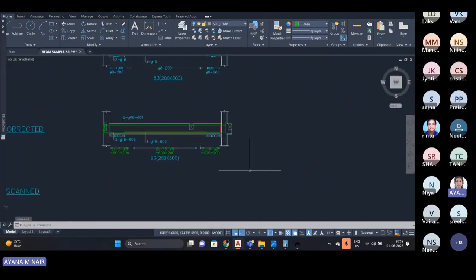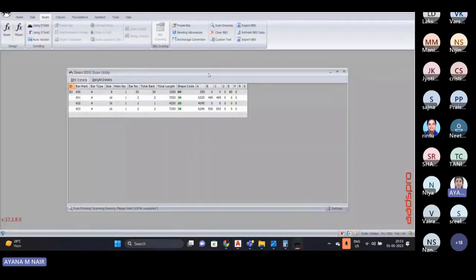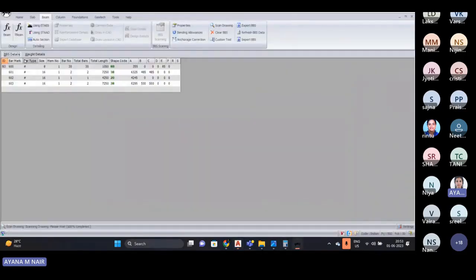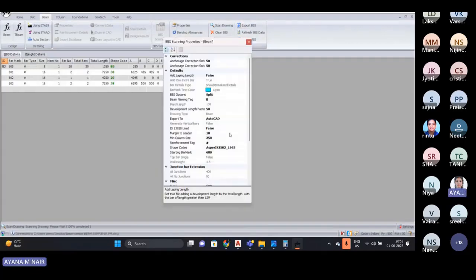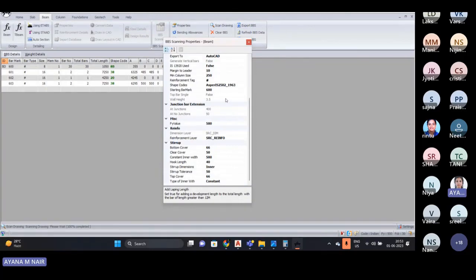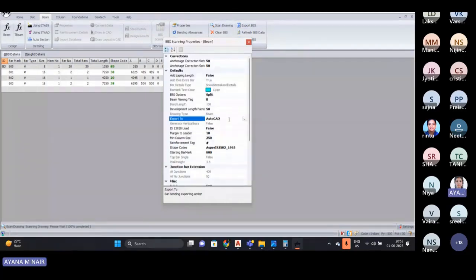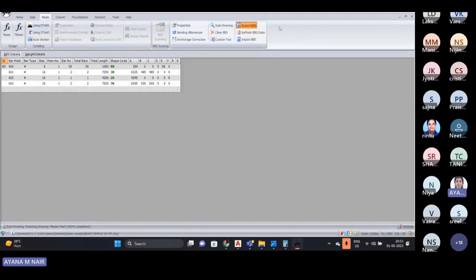Now, again, go back to aadspro, and you can see here the scanning details. That is how this bar should be cut, where, and also we can see the weight details. Now, you have an export option. We can export it to AutoCAD, Simple Excel, and Excel with picture. Now I am exporting it to AutoCAD. Select AutoCAD, and now export it.